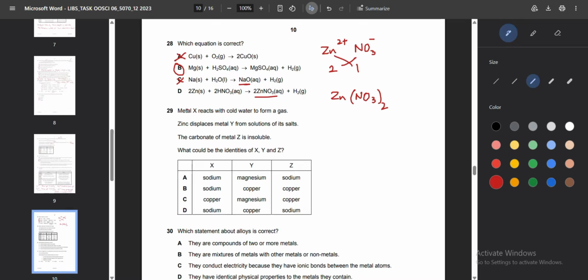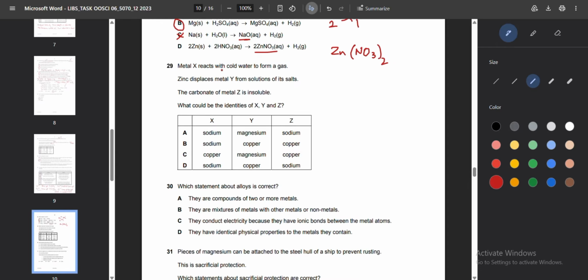Question number 29. Metal X reacts with cold water to form a gas. It means X can be sodium. Yes, it can be sodium, because sodium is more reactive than copper, and it reacts with cold water to form a gas, hydrogen gas. Next, zinc displaces metal Y from the solutions of its salts.